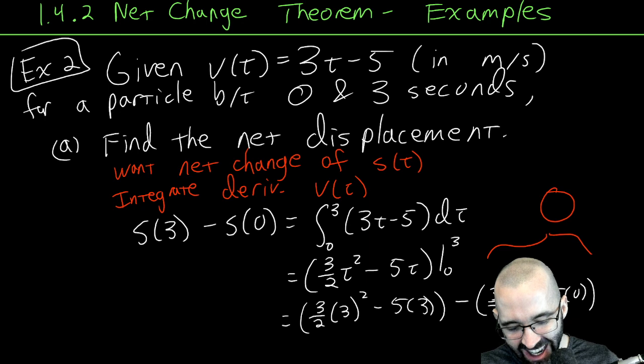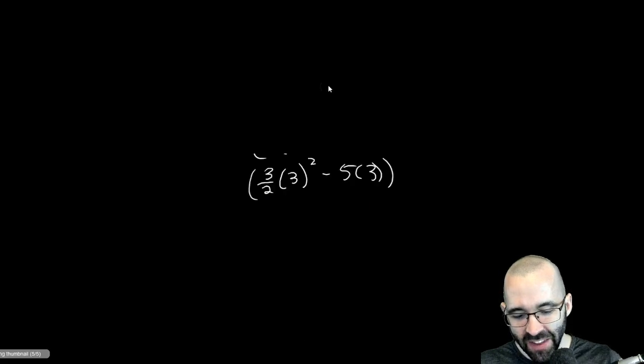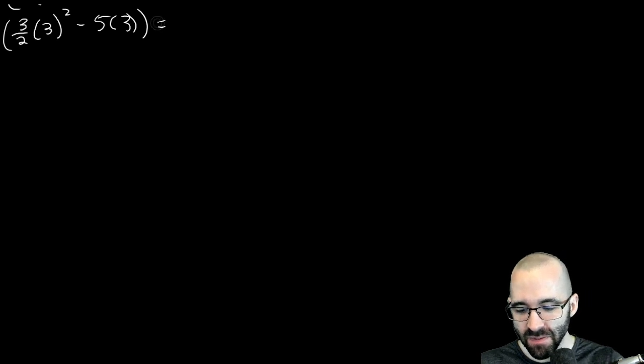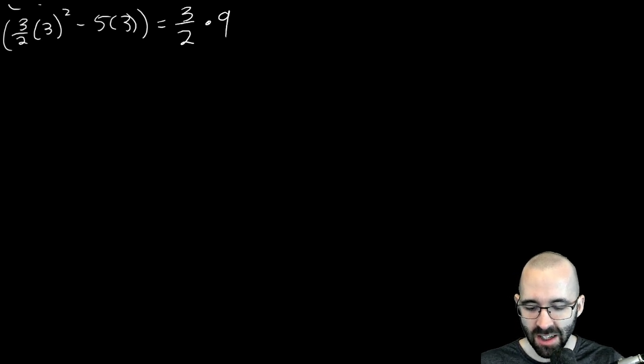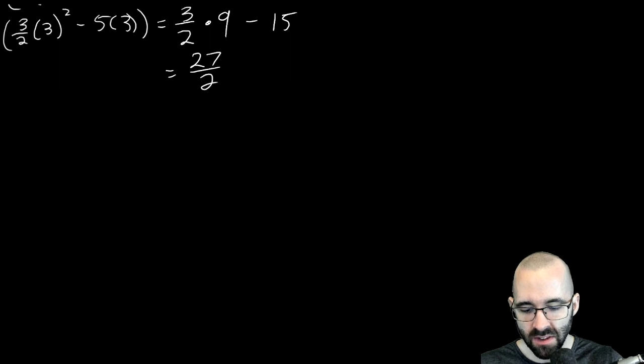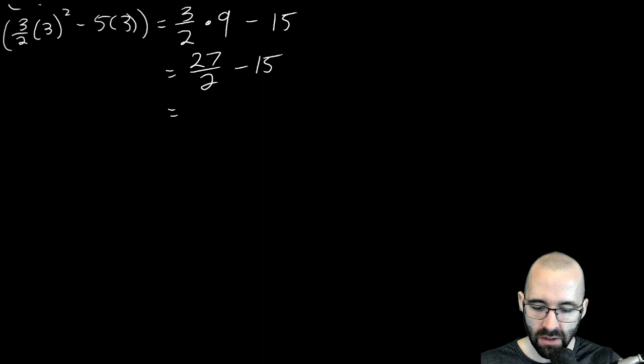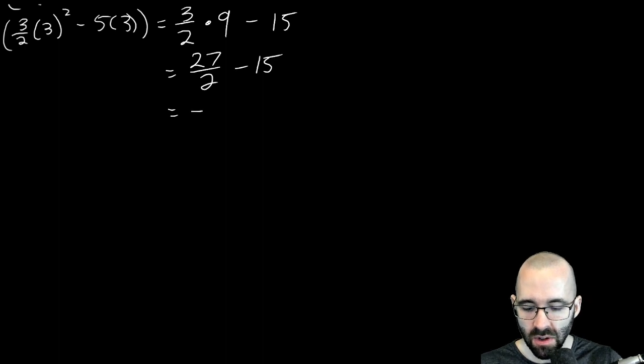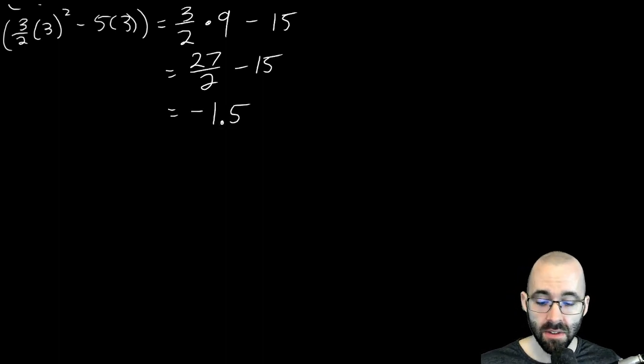And that brings us to just simplifying the first half, because the second one's 0. That's going to give us 3 halves times 9, which I'm not going to skip a step on because I've been making a lot of mistakes in my head recently. 3 halves times 9 minus 15. That's going to be 27 halves minus 15. So that is 13.5 minus 15, or negative 1.5.